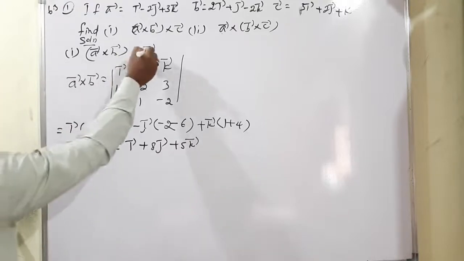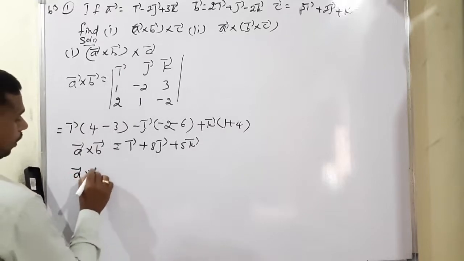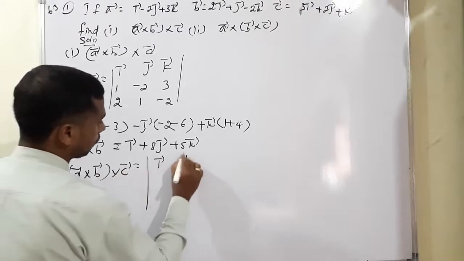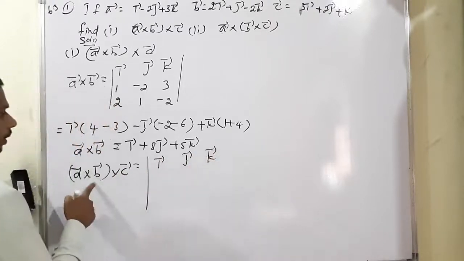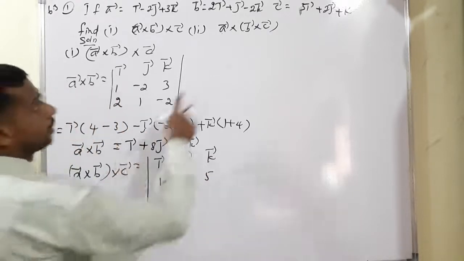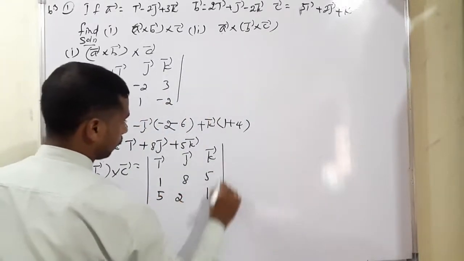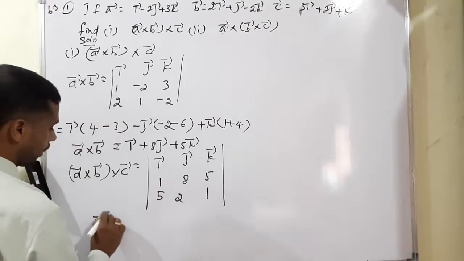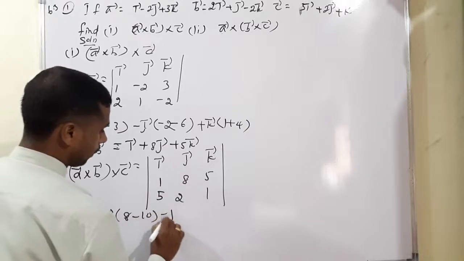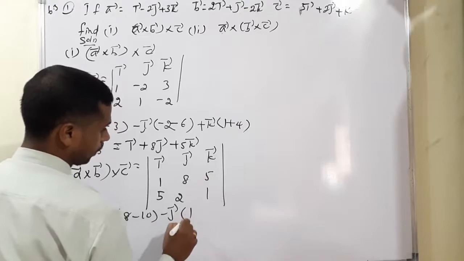Then one more cross is there, cross C vector. So A cross B, then cross C vector. Again determinant i, j, k; A cross B is 1, 8, 5; then C is 3, 2, 1. So i vector means 8 into 1 is 8, 2 fives are 10, so minus 10. Then minus j vector means 1 into 1, 1, and 3 into 5, 15.